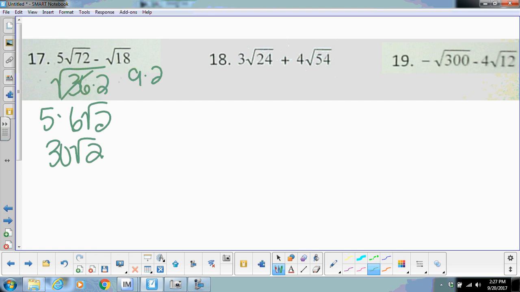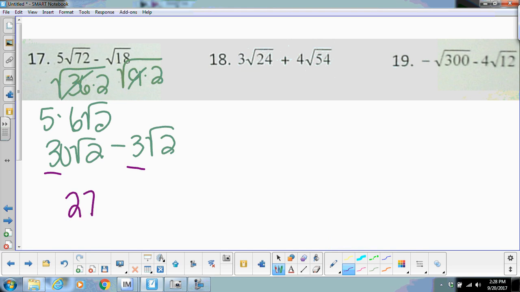18 is going to be 9 and 2. Square root of 9 is 3. Now my radicals are the same, so I can subtract 30 minus 3, which is going to give me 27 square root of 2.